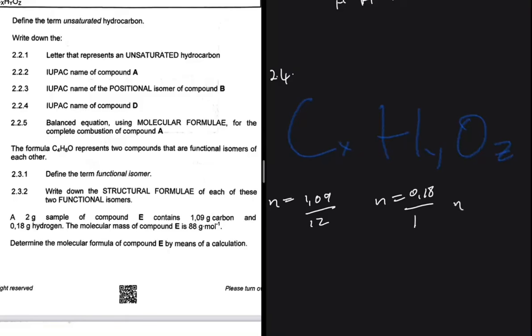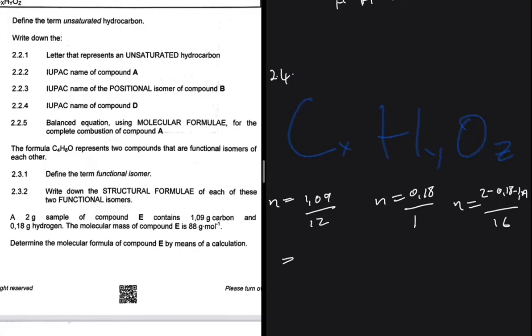And then for oxygen, we are not given the mass directly. We have three elements in our compound, right? We are given the mass of two of them and the total mass, so it will be easy to find the mass of the third. We're going to say that the mass of oxygen is 2 minus 0.18 minus 1.09, divided by the molar mass of oxygen, which is 16. Right, so now we just need to find these numbers of moles.